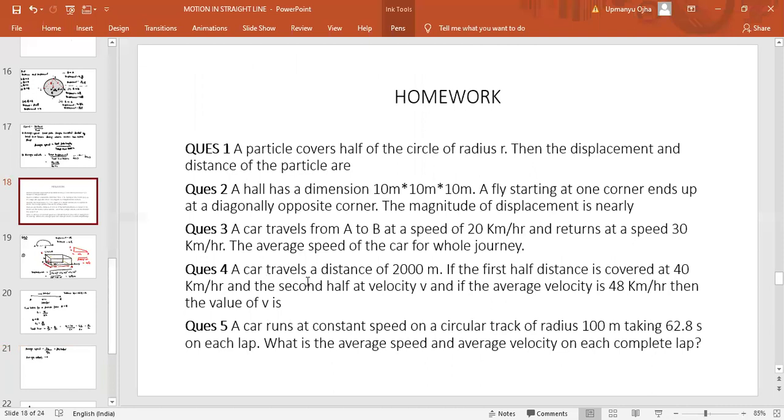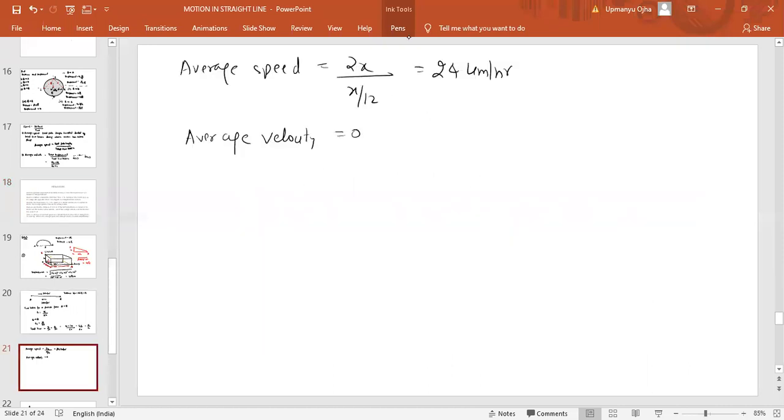A car travels a distance of 2000 meters. In the first half distance, it covers with the speed of 40 km per hour. In the second half, with the speed of v. If the average velocity is 48 km per hour, what is the value of v? That is question number 4.